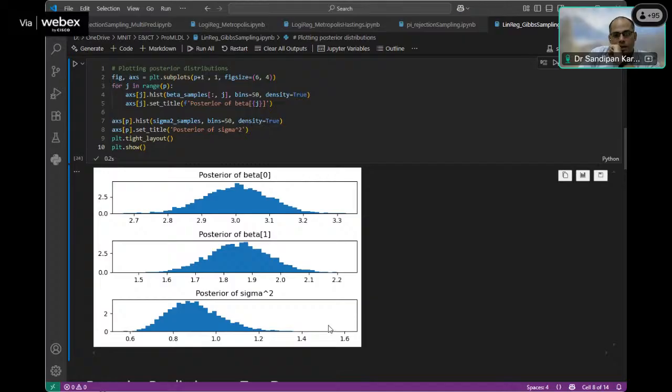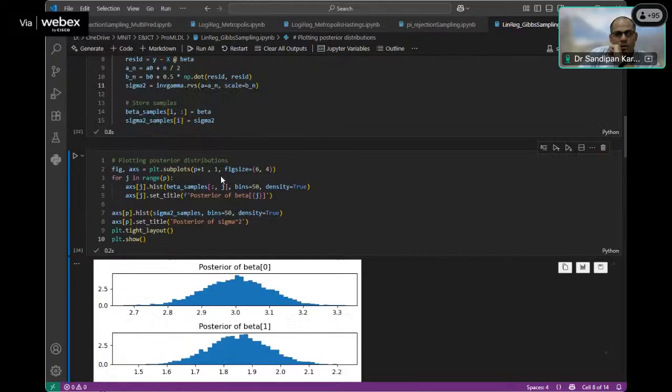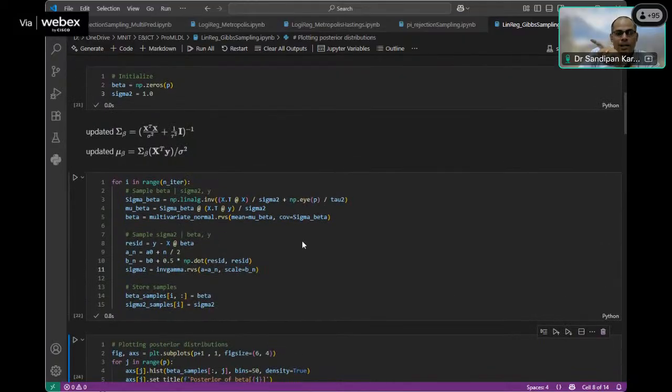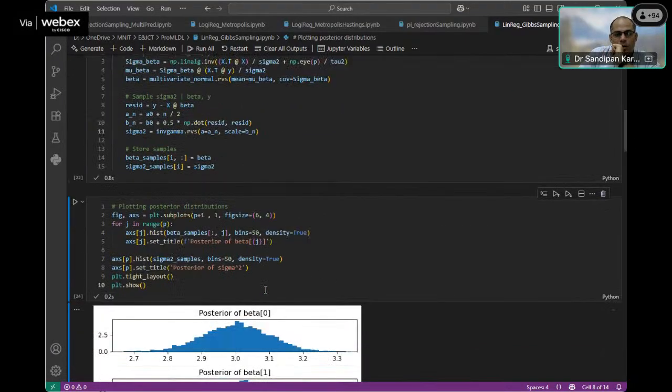Now see, it's not that much improved. So burn-in I have to check. For beta samples, one column I am taking. So instead of this, I'll be taking this for a particular column. I'll be removing the first 5,000 samples, suppose. Then I'll be going.